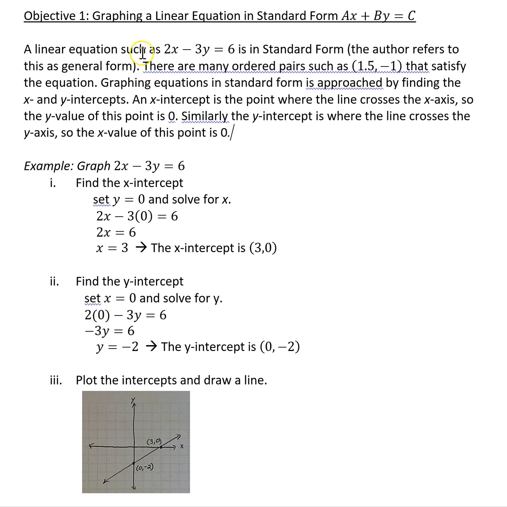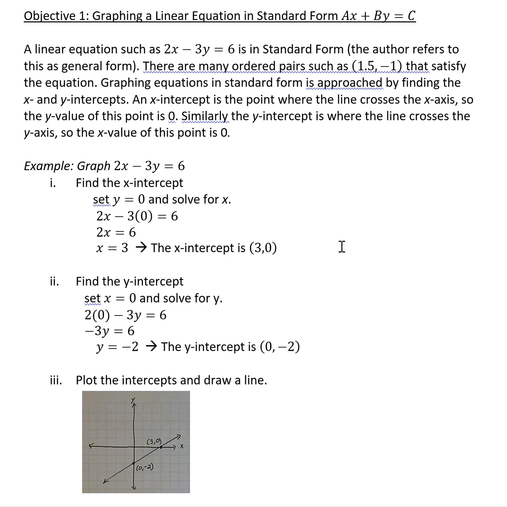So a linear equation such as 2x minus 3y equals 6 is in standard form. The author of our textbook likes to refer to this as general form. The general form is usually referred to as something else. For this equation, there are many ordered pairs, such as 1.5 and -1, that satisfy the equation 2x minus 3y equals 6. Graphing equations in standard form is approached by finding the x and y intercepts.